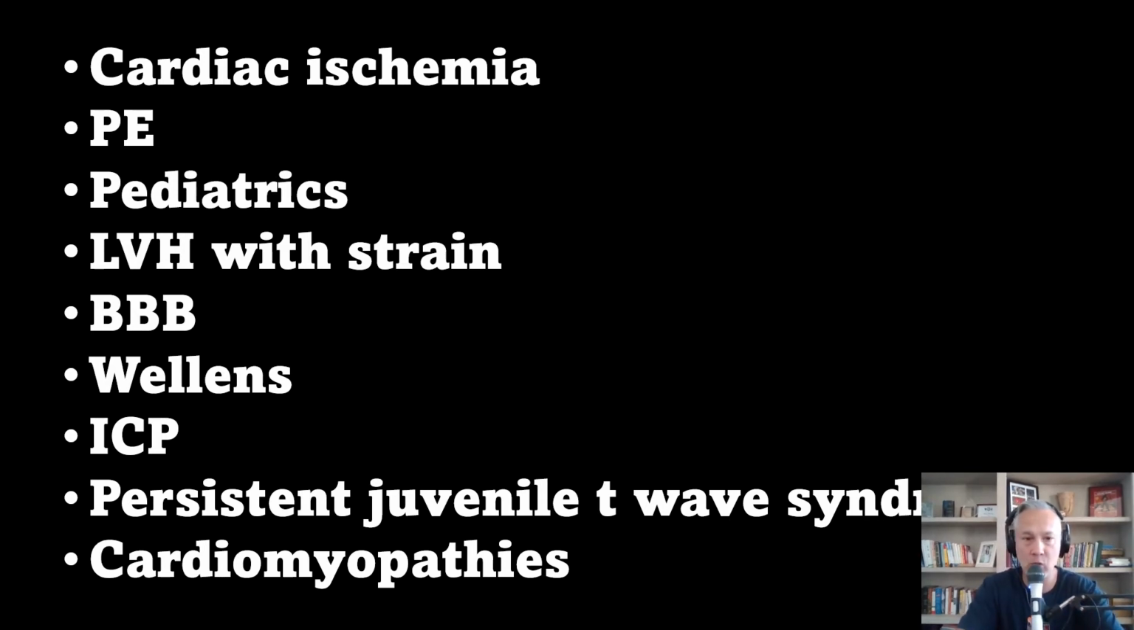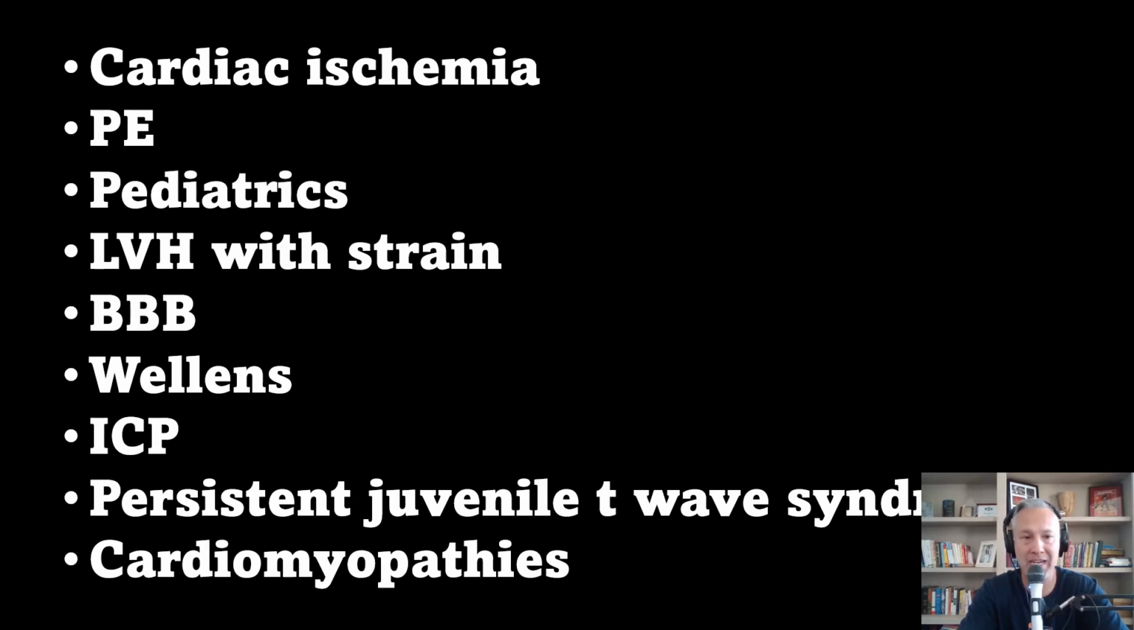Now, many of us in school learned about the infamous S1Q3T3 pattern, but this has a very poor sensitivity for pulmonary embolism. In fact, less than 10% of pulmonary embolisms will have the S1Q3T3 pattern, whereas with T-wave inversion, almost 50% of patients with a pulmonary embolism will have this finding.